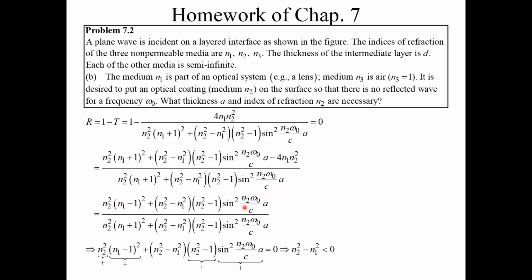This one is positive, because our N1 and N2 are all larger than 1, so these terms are all positive. So this has to be 0 here for the minimum, because we have no reflected wave. This equation has to be 0, so this one has to be negative. So N2 squared minus N1 squared has to be negative.